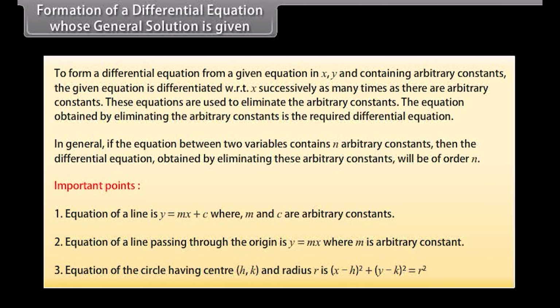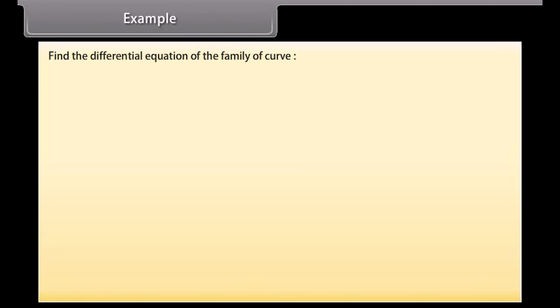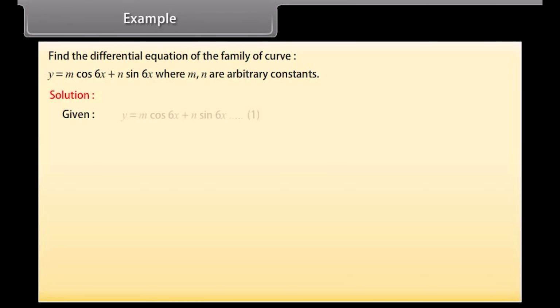Equation of the circle having center (h, k) and radius r is (x minus h) whole square plus (y minus k) whole square equals r square. Example. Find the differential equation of the family of curves y equals m cos 6x plus n sin 6x, where m, n are arbitrary constants. Solution. Given y equals m cos 6x plus n sin 6x, name it as equation 1.